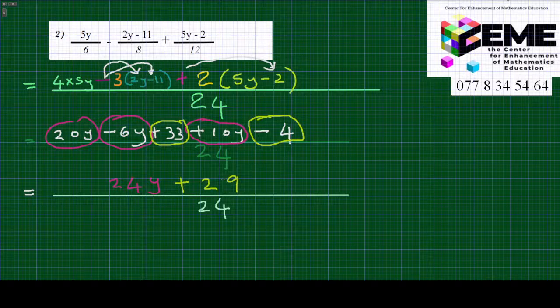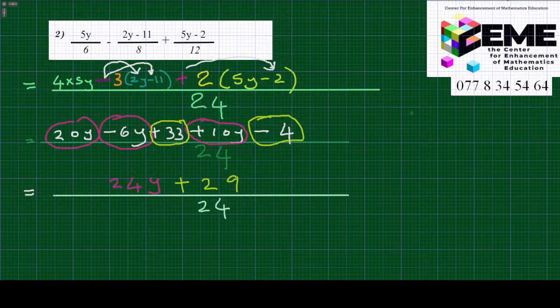Can we add 24y and 29? No, they are not compatible for addition. Why? They are not like terms. This is 24y and the other guy is just 29. It doesn't say 29y. So we cannot add. So the final answer is this, 24y plus 29.